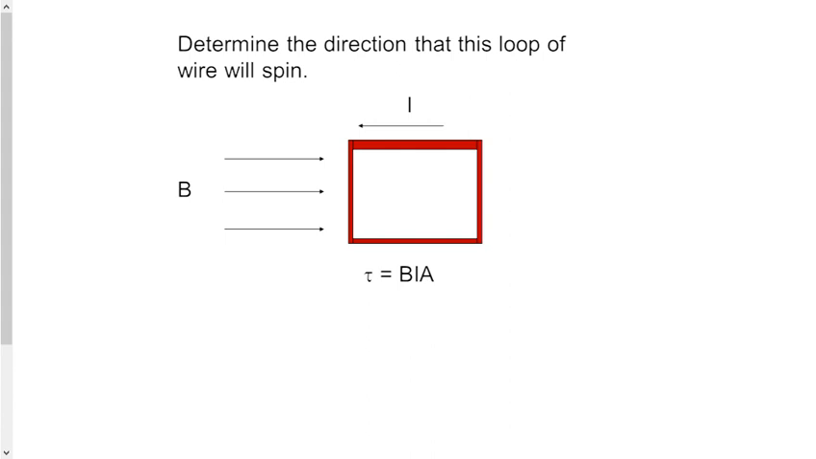Starting video 2 for magnetism, AP Physics 2 Cram. And we're going to look at torque. So we have a square loop here with current going in this direction, counterclockwise, and torque equals BIA sine theta.